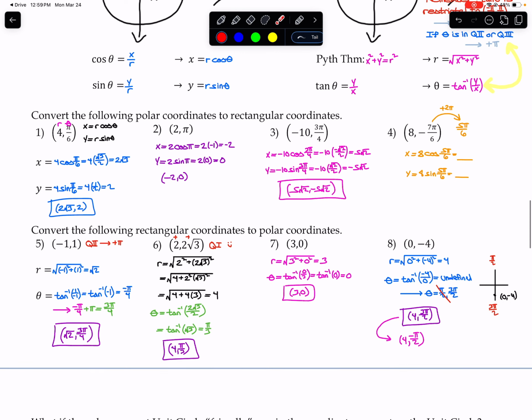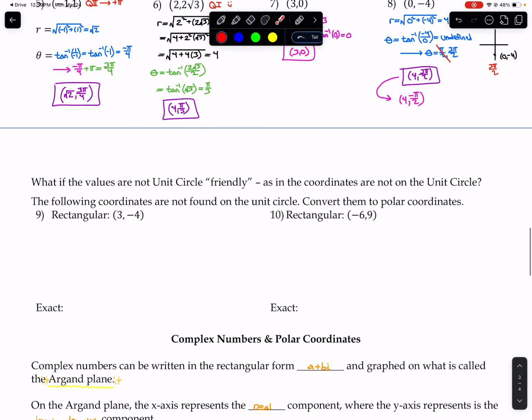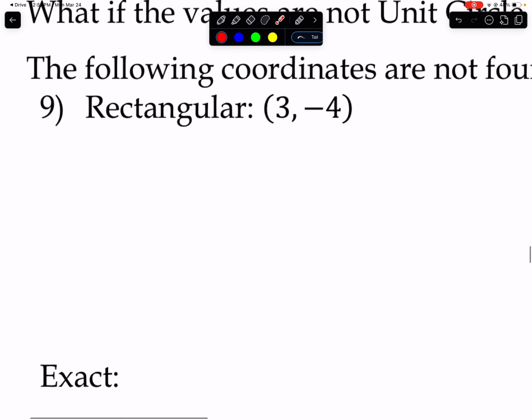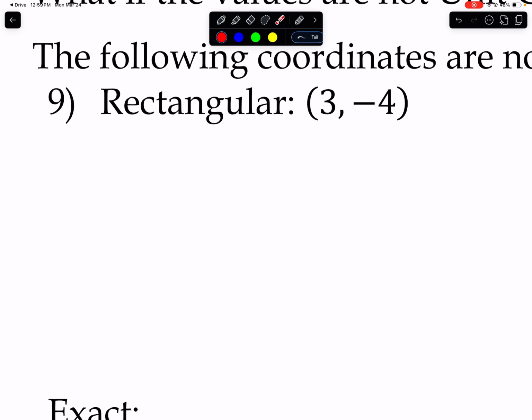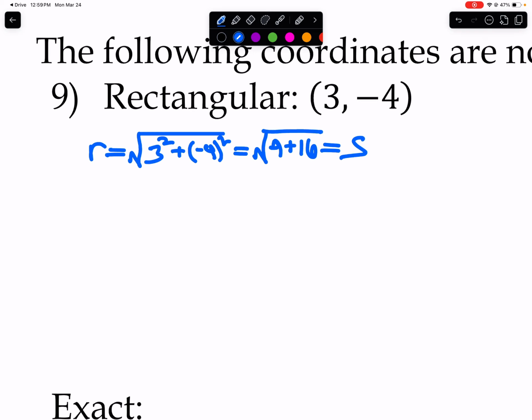All right, now these are all values that, if they are unit circle friendly, we can evaluate as is, but not every value we give you is going to be unit circle friendly, which is kind of the booger. So over here, we're going to give you rectangular coordinates of 3 comma negative 4, and I want to convert this to polar. So I need to do my r value. This is going to be the square root of 3 squared plus negative 4 squared, so the square root of 9 plus 16, which is the square root of 25, which is 5.